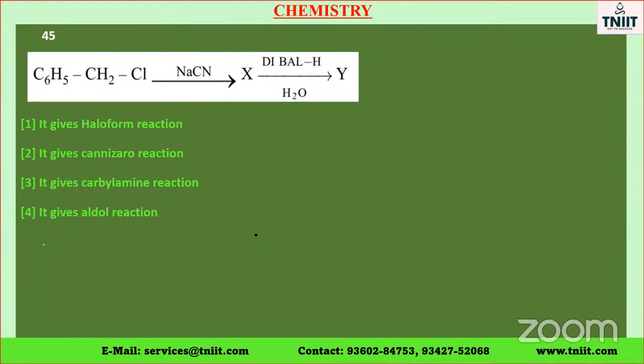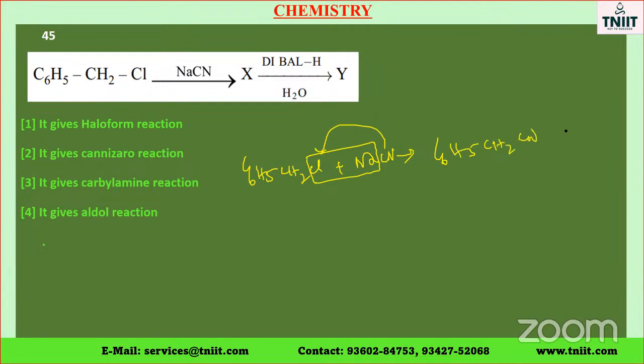Next, this is a simple question. That is C6H5CH2Cl, benzyl chloride, when it's allowed to react with sodium cyanide. So this Cl and Na get eliminated and CN gets bonded in place of Cl. So you get C6H5CH2CN. When this is reduced using DIBAL-H and followed by hydrolysis, we get C6H5CH2CHO. Cyanide is reduced to aldehyde. Therefore, the product we get is option 4. It's an aldehyde.